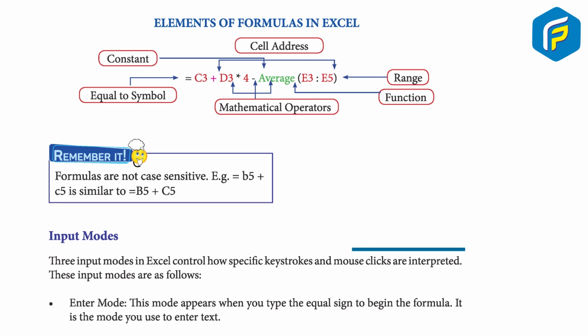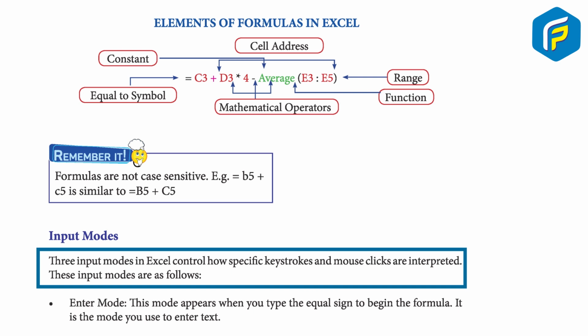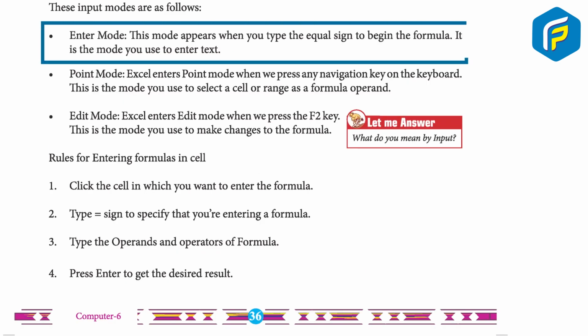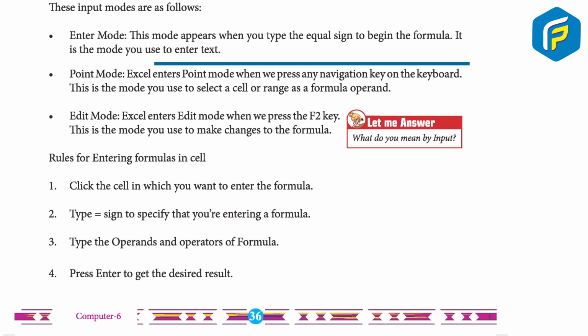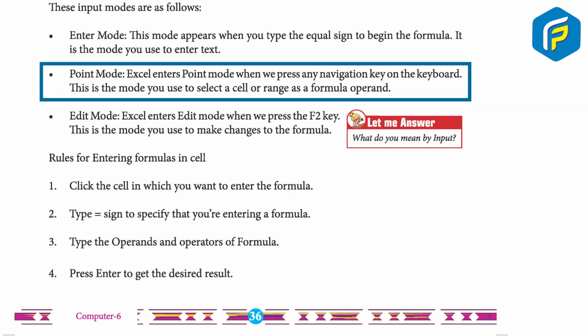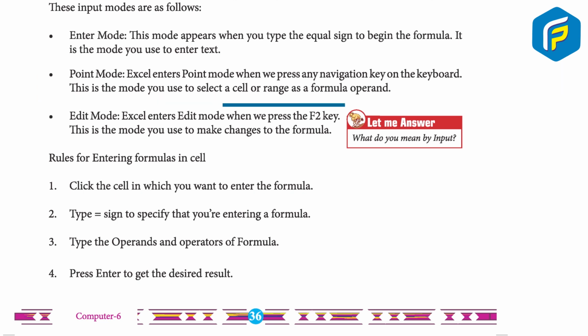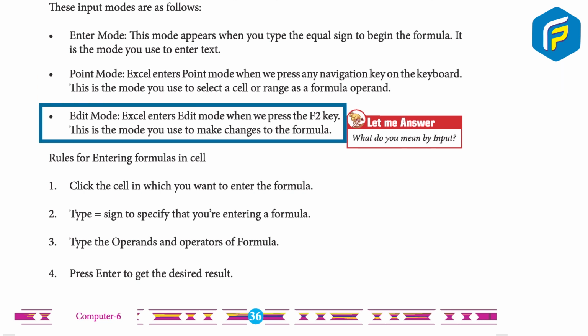Input modes. Three input modes in Excel control how specific keystrokes and mouse clicks are interpreted. These input modes are as follows. Enter mode: this mode appears when you type the equal sign to begin the formula. It is the mode you use to enter text. Point mode: Excel enters point mode when we press any navigation key on the keyboard. This is the mode you use to select a cell or a range as a formula operand. Edit mode: Excel enters edit mode when we press the F2 key. This is the mode you use to make changes to the formula.